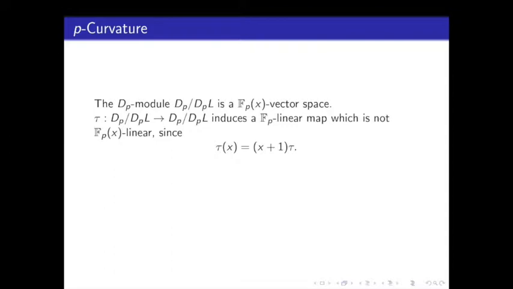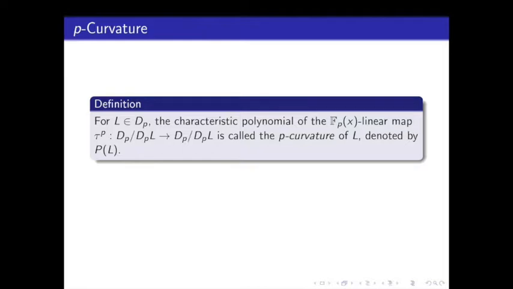It turns out that if we think of tau as a map over this module, then it's an F_p linear map. However, this linear map is not F_p(x) linear, because if you apply tau to x, we end up with x plus 1 times tau. But if we think about tau to the p, then this one is an F_p(x) linear map, because if you apply tau to the p to x, you get x plus p times tau to the p, which is x times tau to the p. So here comes the definition of p-curvature. We call the characteristic polynomial of tau to the p, as an F_p(x) linear map, the p-curvature of L.